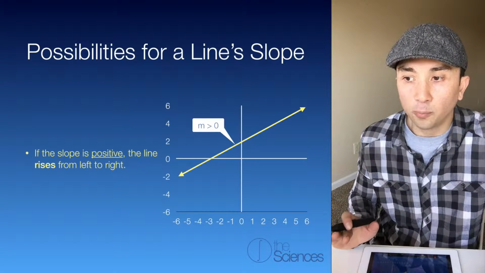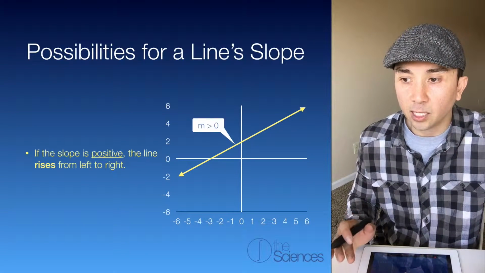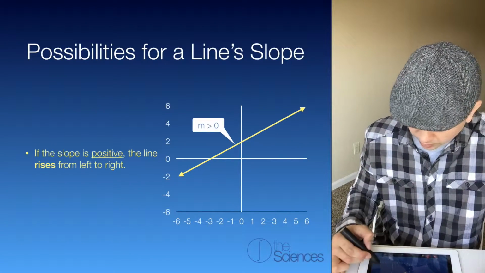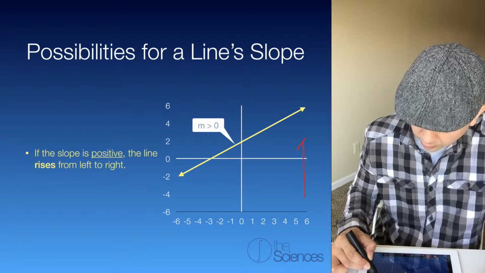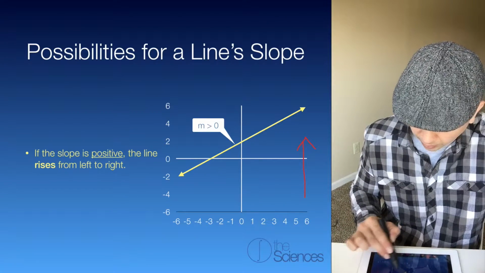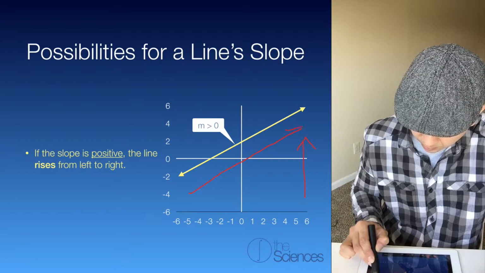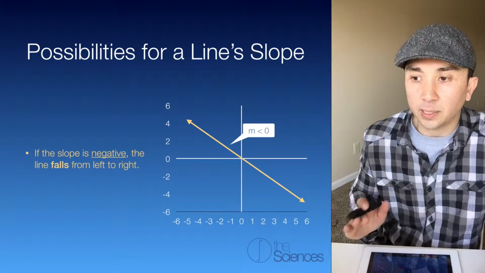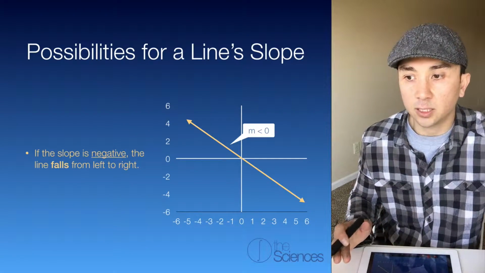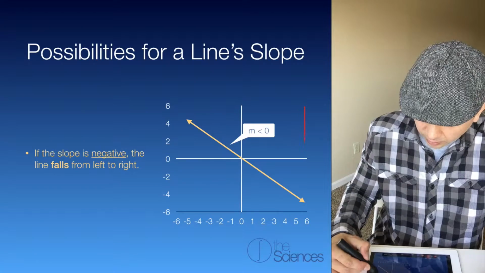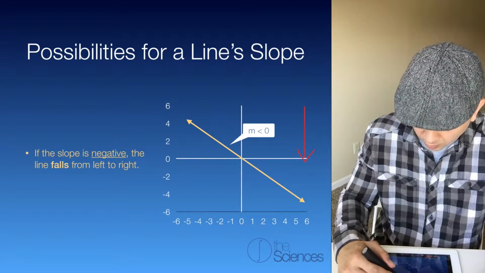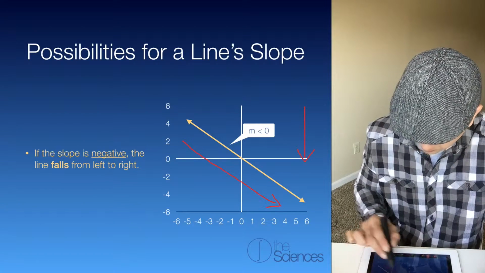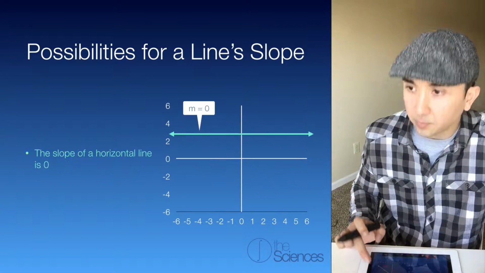Now let's talk about some possibilities for a line slope. If the slope is positive, then the line rises from the left to the right. So here notice that the slope rises from left to right in this direction. Now when the slope is negative, the line falls from left to right. Notice that the line is falling from left to right. So it goes in this direction when the slope is negative.